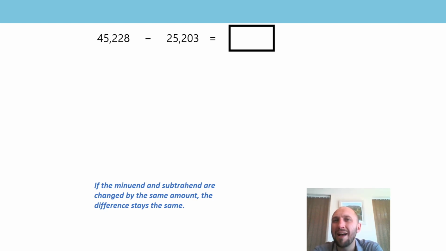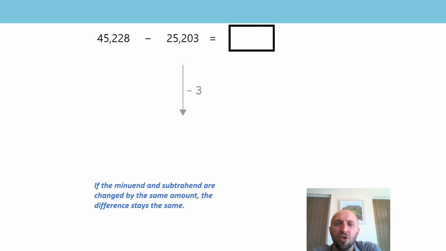You'll see now I'm asking you to find the difference between two 5-digit numbers. But we just need to remember that generalisation. I've left it on the screen for you. If the minuend and the subtrahend are changed by the same amount, the difference stays the same. How can we make this easier to answer? Could I change the subtrahend to be a multiple of 10 or a multiple of 100, or possibly even a multiple of 1000 when dealing with 5-digit numbers?